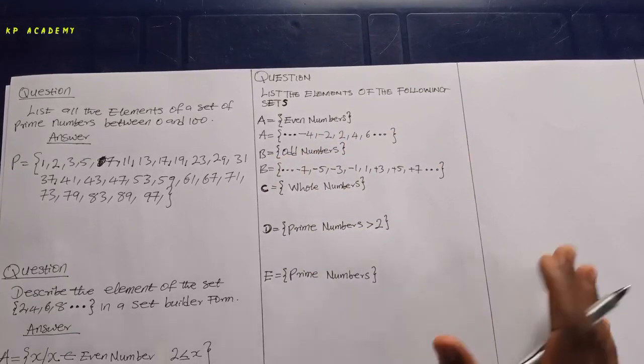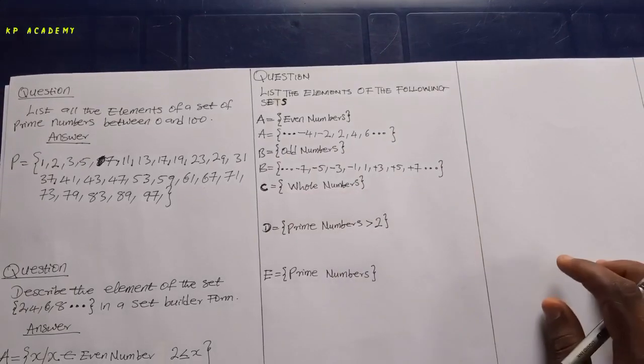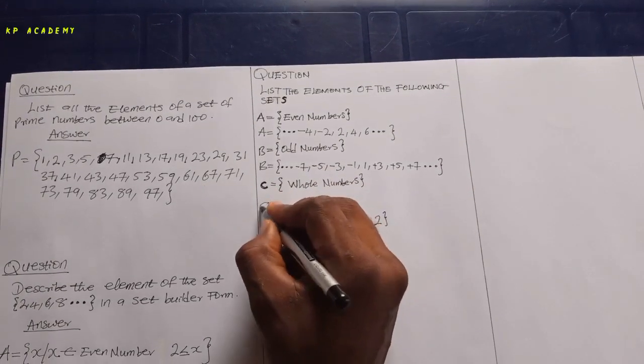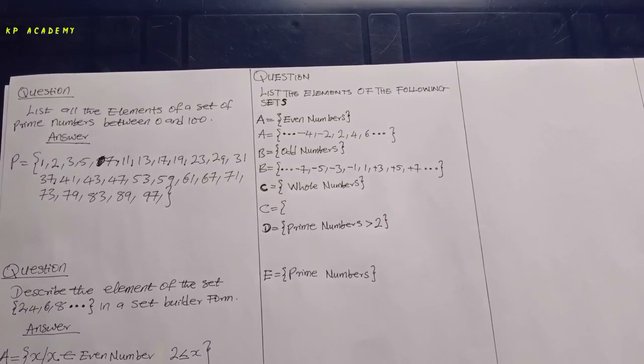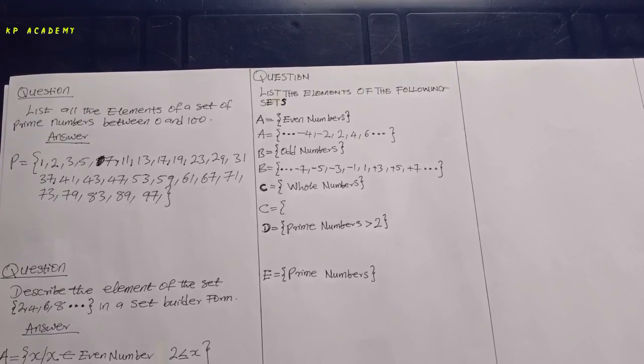All right. Now next one is the set of whole numbers. So now set C is equal to the set of. Now, when you talk about whole numbers, I want you to understand that negative numbers are not regarded as whole numbers. Very, very important. Negative numbers are not regarded as whole numbers because they are just negative numbers. They are not whole numbers at all. And of course, 0 is a whole number.